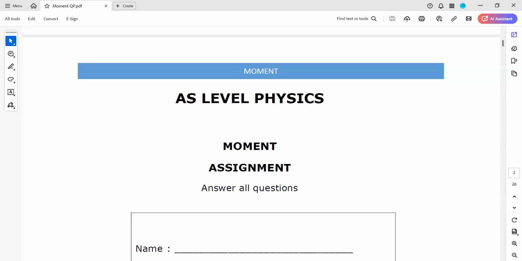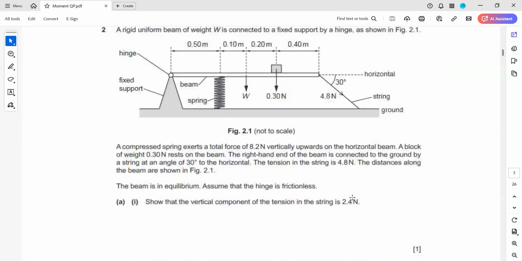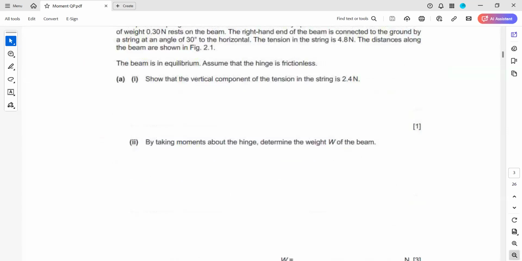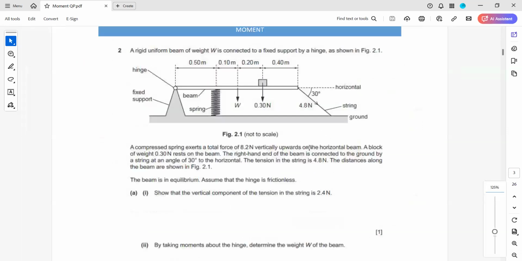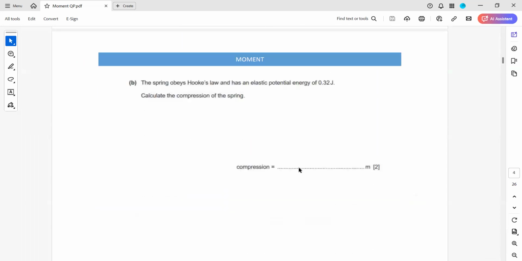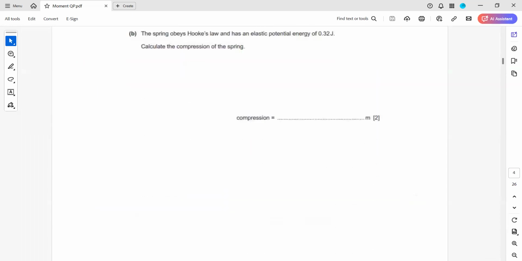So this was a weekly homework exercise related to the topic moment, page 1 to page 10. You can ask your doubts. For page number 3, any doubt? Page 3. Because the questions are not in sequence, that's why I'm mentioning the page. Page 3, any doubt? Page 4, any doubt?